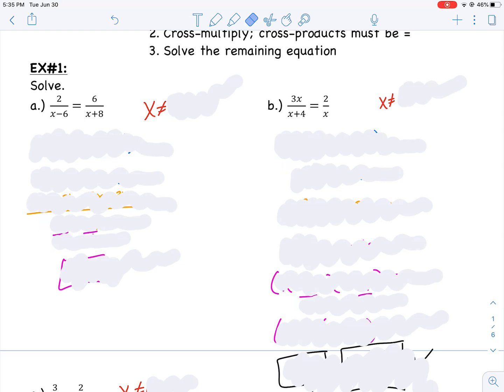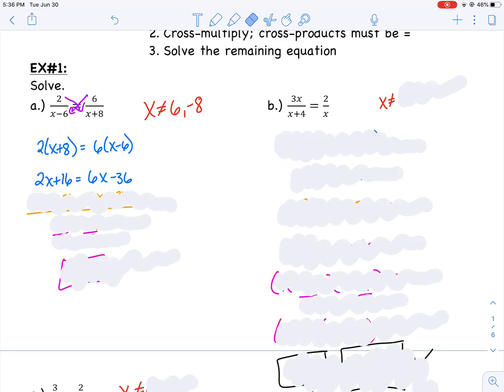The first thing I want to do, though, is figure out what my domain restrictions are. What can x not be? Well, if I take each of those denominators and set them equal to 0, I end up getting domain restrictions of 6 and -8. So I know x can be anything except for 6 and -8. So let's go ahead and solve this by cross multiplying. I should be able to take the 2 and multiply it by the x plus 8, and I should be able to take the 6 and multiply it by the x minus 6, and I can set those two equal to each other. I'm going to distribute the 2 through, and I'm going to distribute the 6 through.